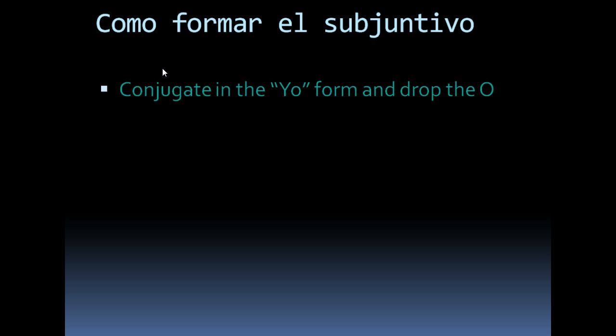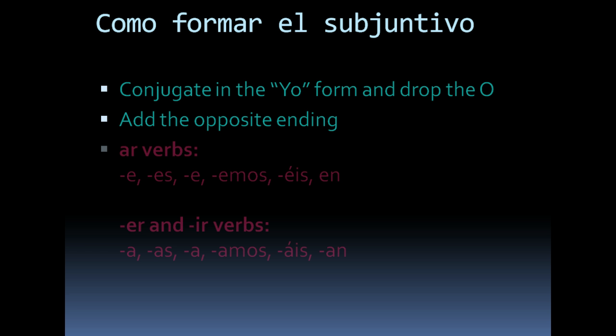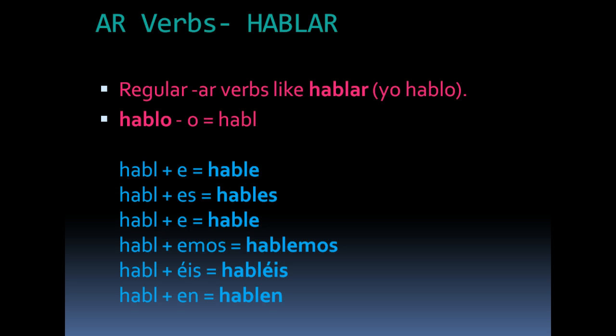We're going to conjugate the verb in the yo form and drop the o, and then we will add the opposite ending. AR verbs will get the endings of e, es, e, emos, éis, en, and ER and IR verbs will get the endings of a, as, a, amos, áis, an. Pretty simple. Let's look at hablar, which is a common verb.